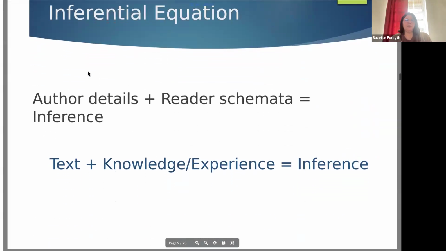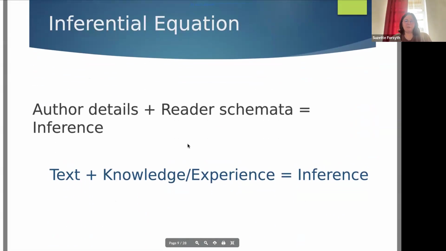So let's move on. Inferential equation. I feel like I'm being redundant and I apologize for that, but it's the same thing. What the author says, plus reader schemata, what you know, and you use that to draw an inference. So this is just an equation format for it, if that helps you understand it a little bit better.